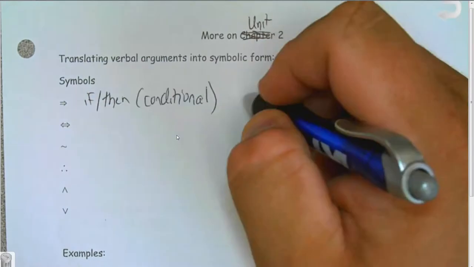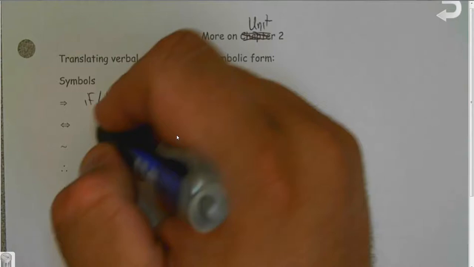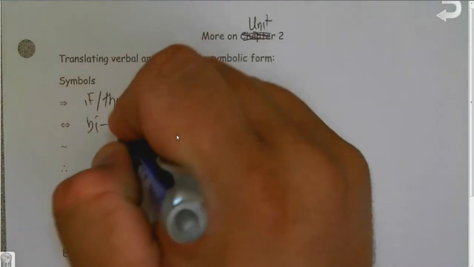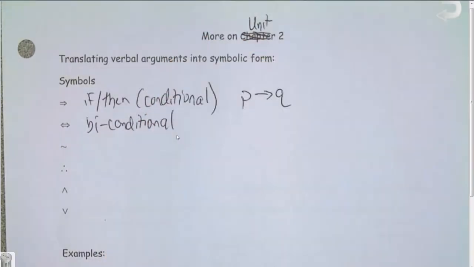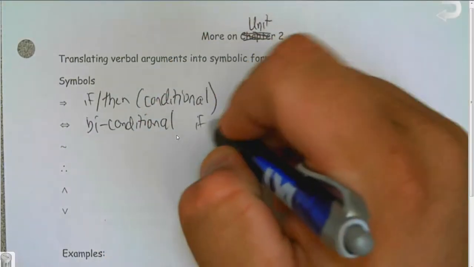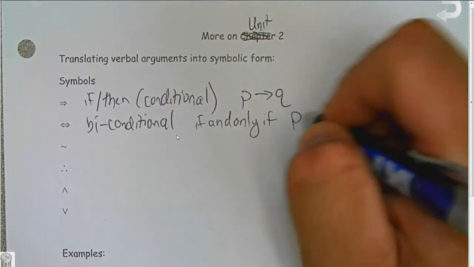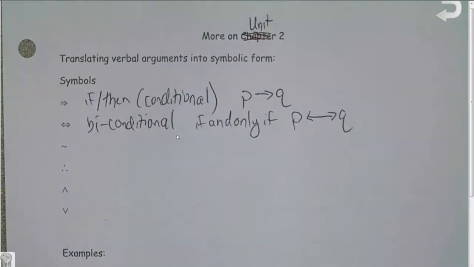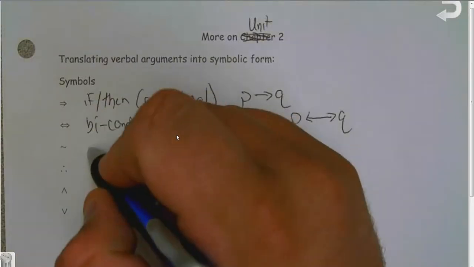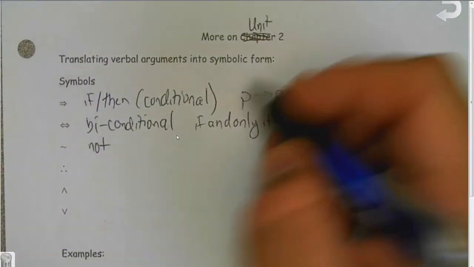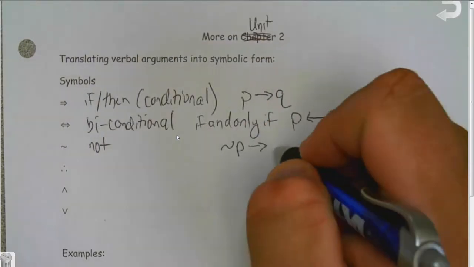And so if we're going to use it in symbols, it's going to be P, right arrow, Q. The double arrow is our biconditional. So remember, this is our if and only if statement. And we write that as such: P, if and only if Q. This is our not symbol. So, we have not P, not Q.